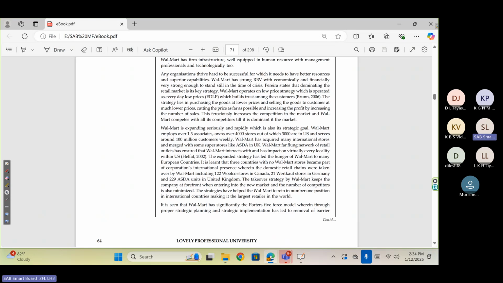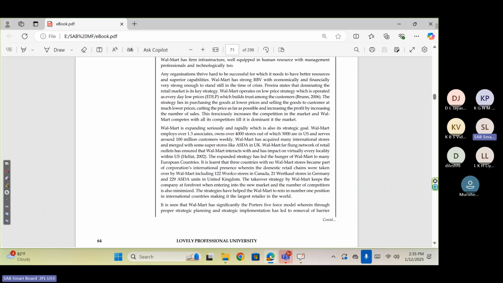Walmart employs over 1.3 billion associates, owns over 4,000 stores. Now figures might be a little different. Out of which 3,000 are in the US and it serves around 100 million customers weekly. That's the customer base, no? Massive. Walmart has acquired many international stores and merged with some, like ASDA in the UK.